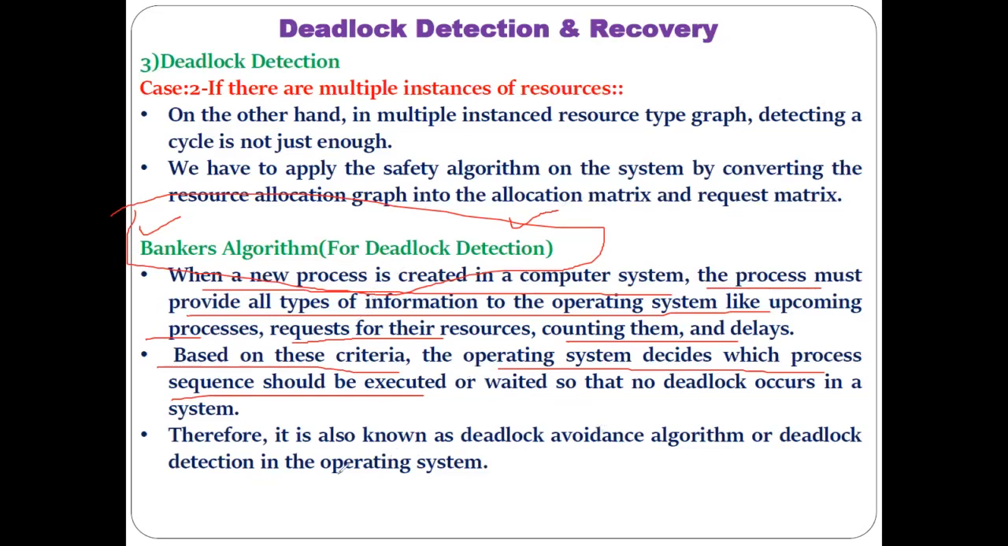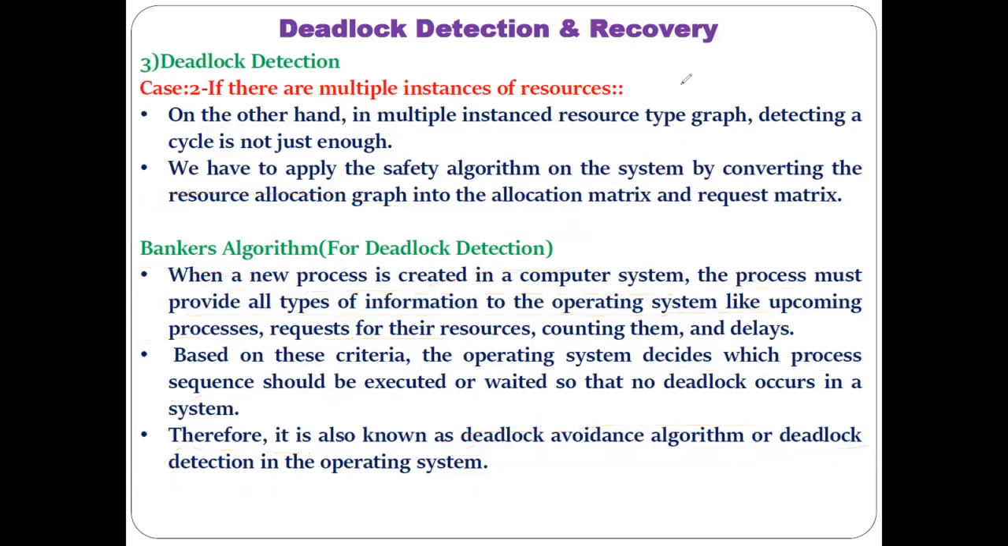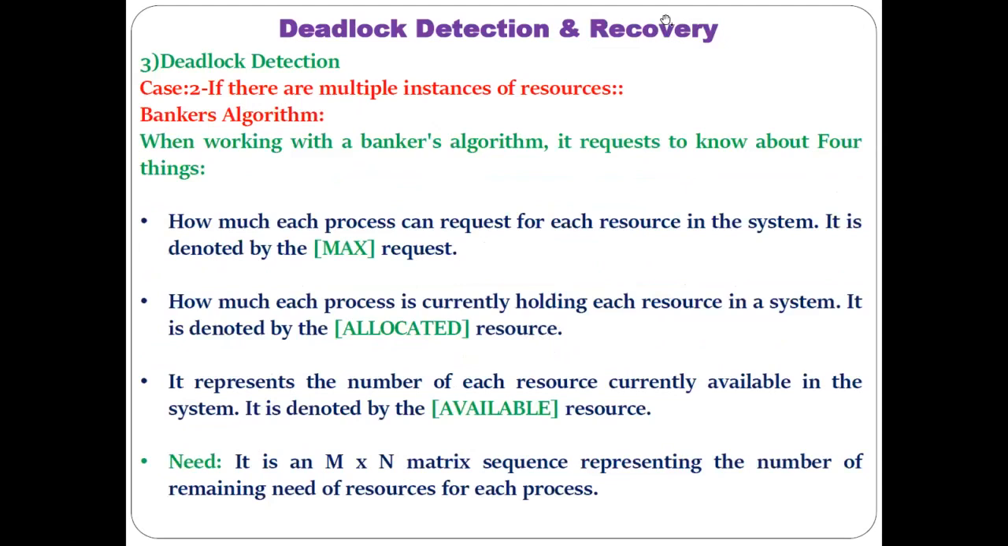That is the reason the banker's algorithm is also known as the deadlock avoidance algorithm that we discussed in the previous lecture, or it can also be called deadlock detection in the operating system. Why can it be considered a deadlock detection algorithm? Because it tells us, with the help of its algorithmic strategy, whether your system will remain in the safe state or the unsafe state. And if this algorithm tells us your system will remain in the unsafe state, then it simply means that deadlock detection has been done. So that is the reason the banker's algorithm is also referred to as a deadlock detection algorithm in the operating system.